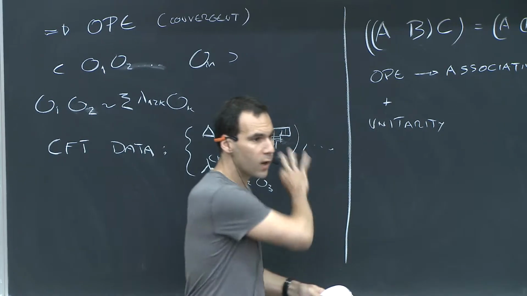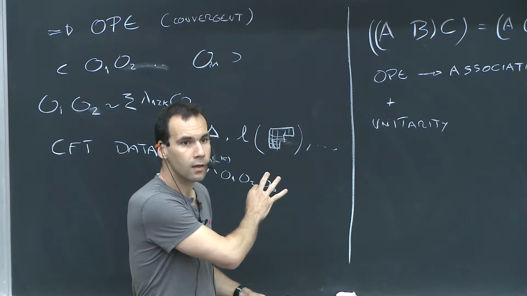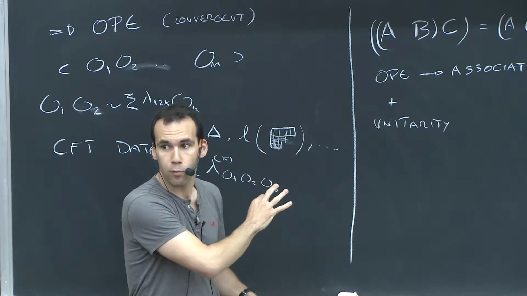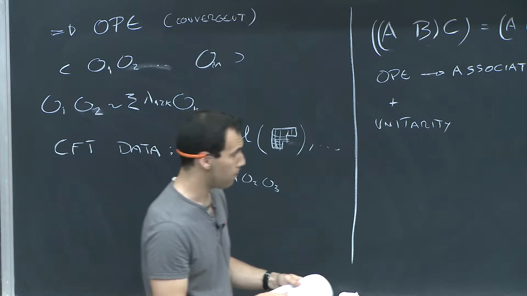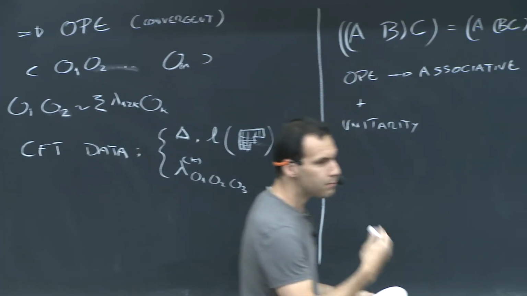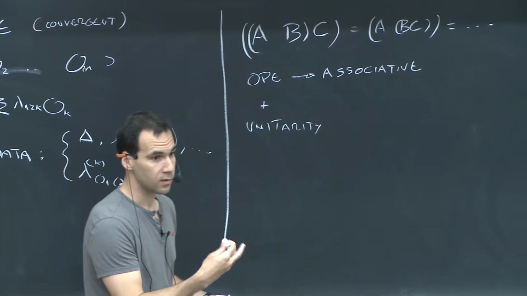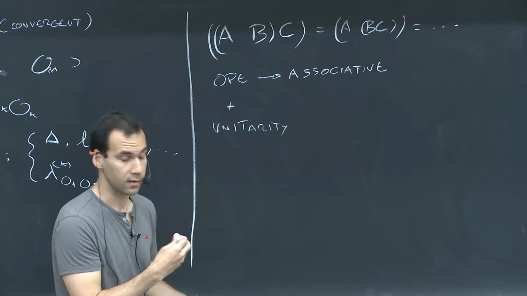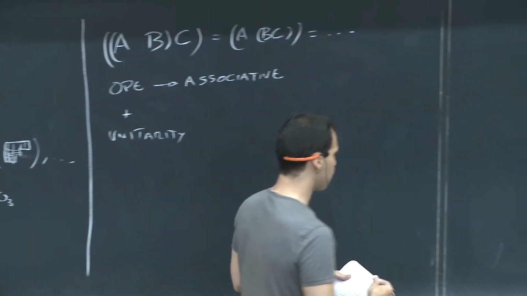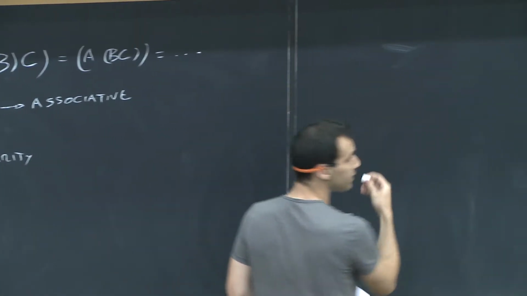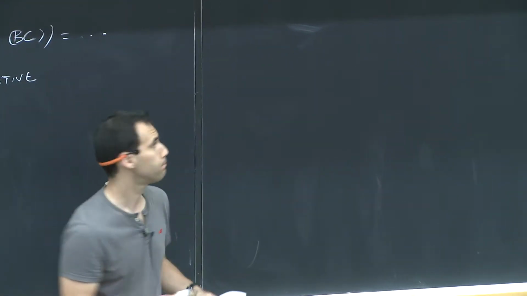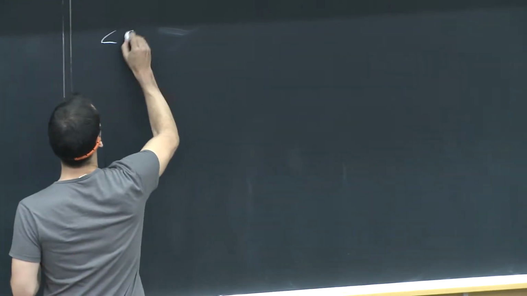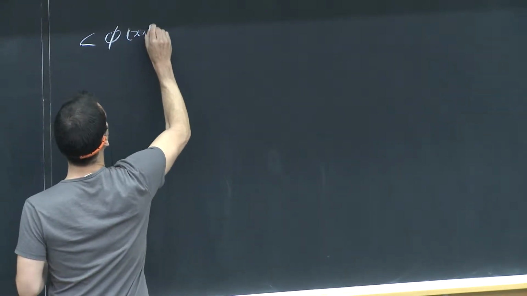Okay, so questions about this? It's kind of broad, so it's hard to ask good questions. But, so let me just show you something concrete, because this is a bit too abstract right now. So for instance, let's consider the 4-point function of 4 identical scalars.